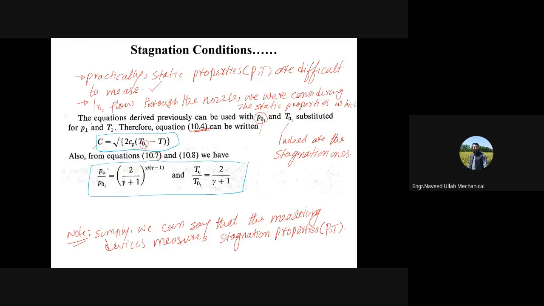And if you remember, we talked about the critical pressure ratio, that was PC by P1. Do you remember that? We were having (2 by gamma plus 1) raised to gamma by gamma minus 1. Now this is PC by P0 1, and the same is the case for the temperature also. Okay, I told you, note that simply we can say that the measuring devices measure stagnation properties. So if you have pitot tubes or thermocouples, they measure the stagnation temperature and the stagnation pressure.